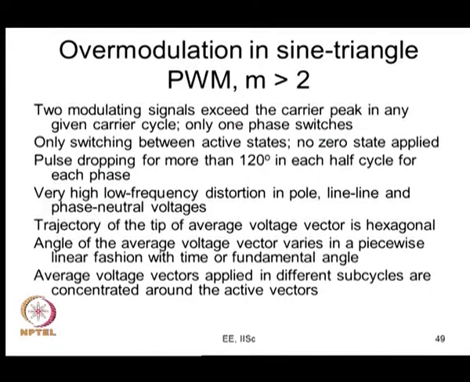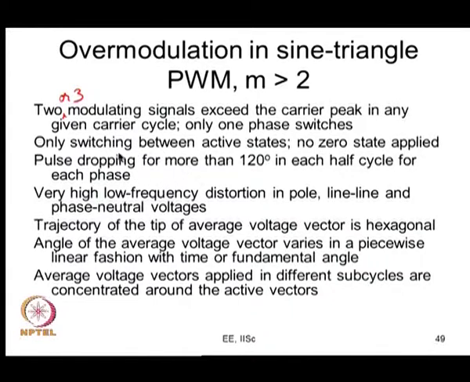So, if you look at it here, what you get is two modulating signals exceed the carrier peak for m greater than 2 everywhere, and sometimes only one, sometimes even all three would exceed that 2 minimum, and sometimes it could even be 3, which is what you have to make sure here. So, I will probably indicate that here itself.